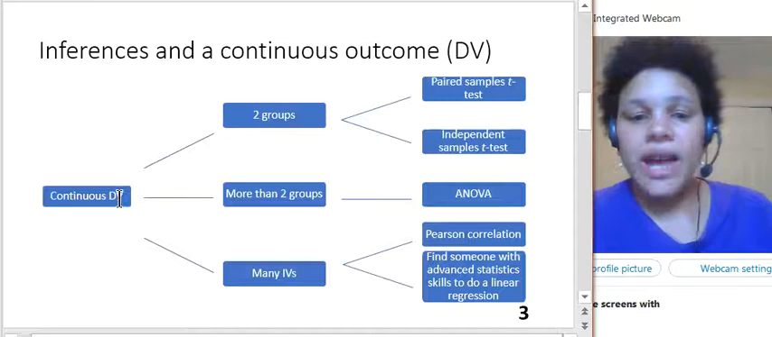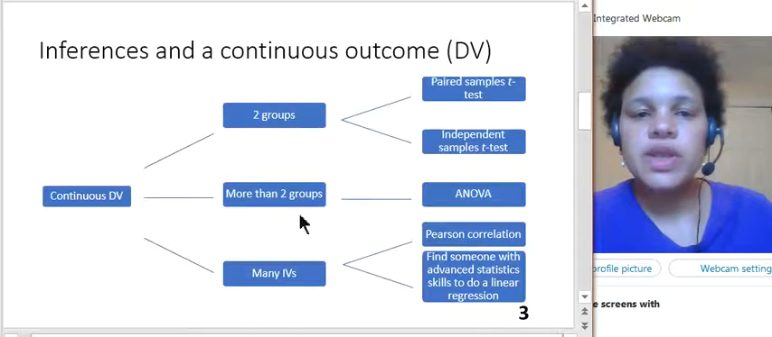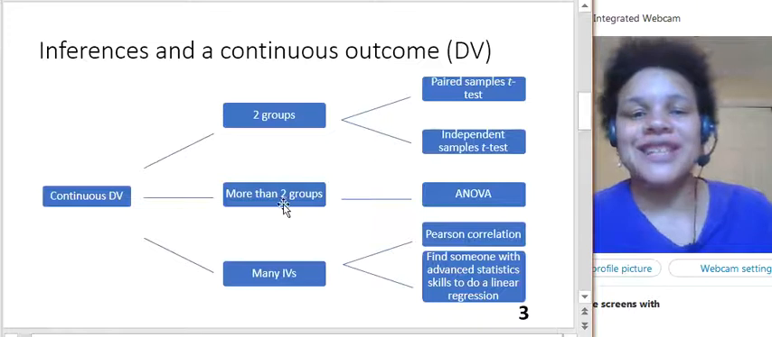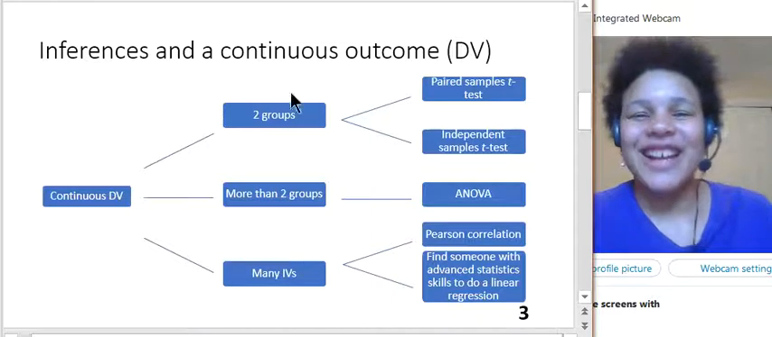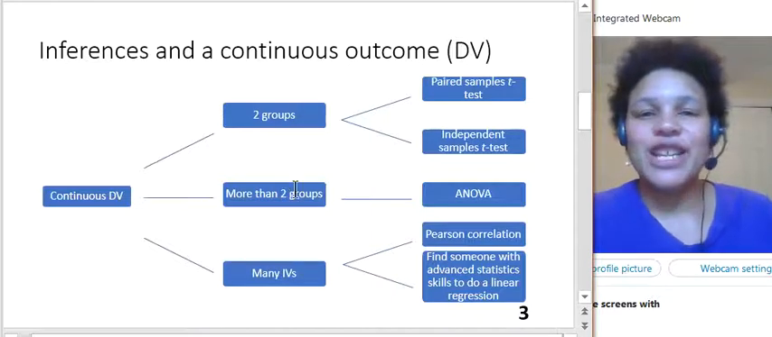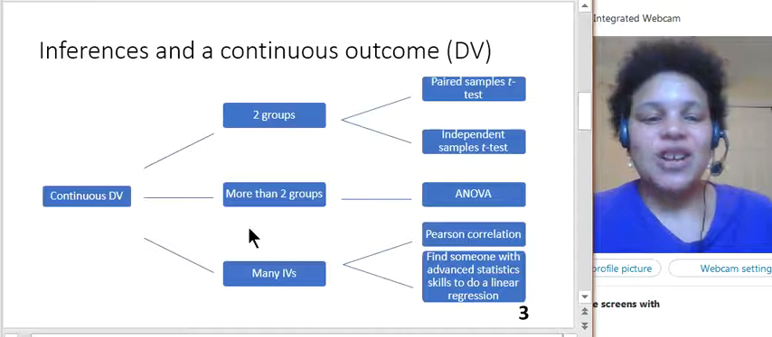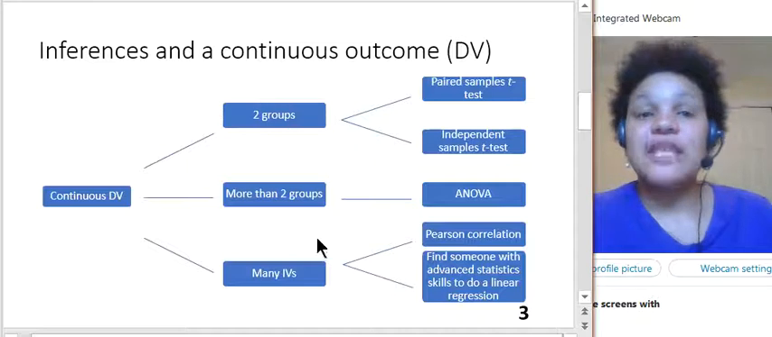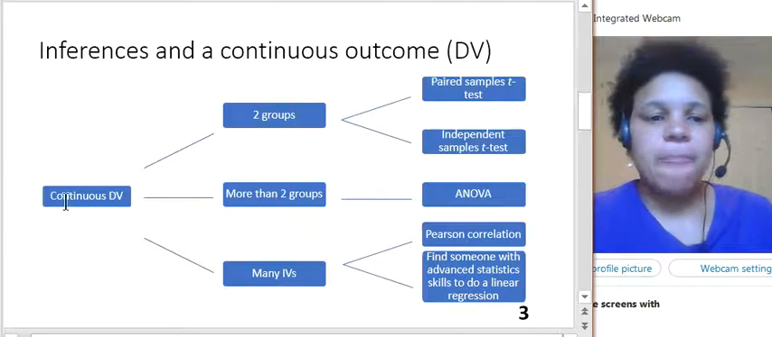So again, with ANOVA, the groups are one independent variable. Which group were they in? Did they receive the treatment or not? Are they high, medium, or low on some single measure?